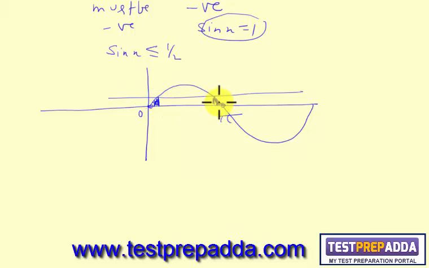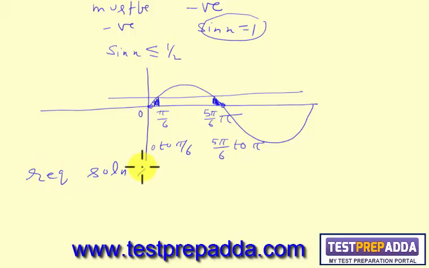This value is pi by 6, this value is 5 pi by 6. Okay, so from 0 to pi by 6 and then from 5 pi by 6 to pi. Okay, so what will be the required solution set? Required solution set will be written how?